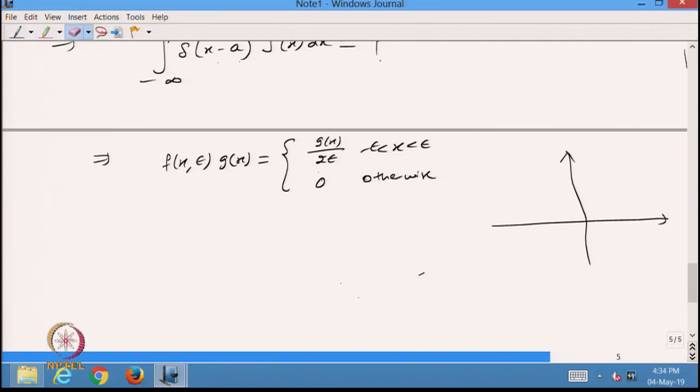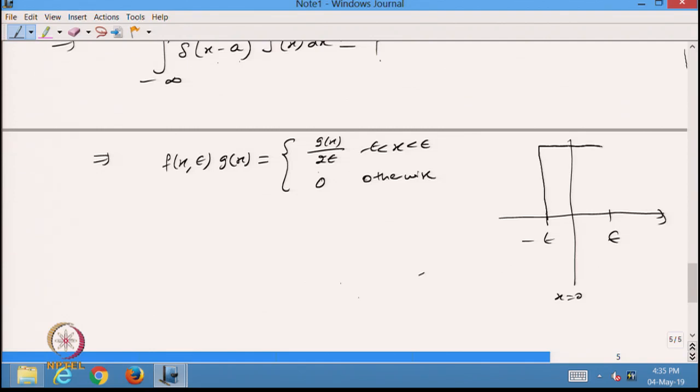So, this is my function, and this is my x axis and this is the y axis I am taking. Now, we have defined a function. So, this is minus epsilon and this is plus epsilon. In this case I have defined another function, which is g(x) divided by 2 epsilon. So, this can be another function. Now I just want to find the area under this curve.